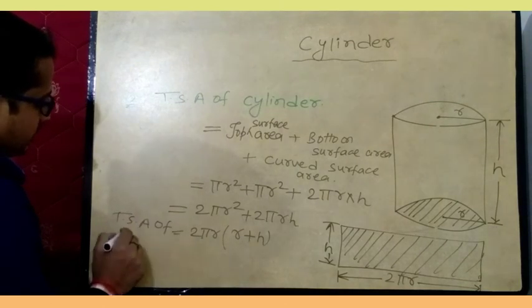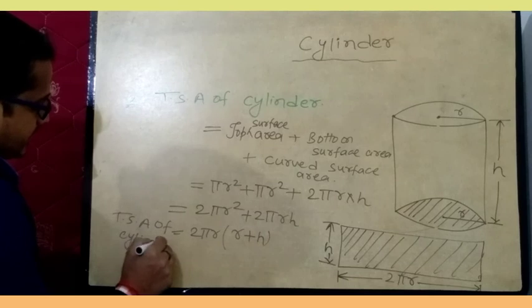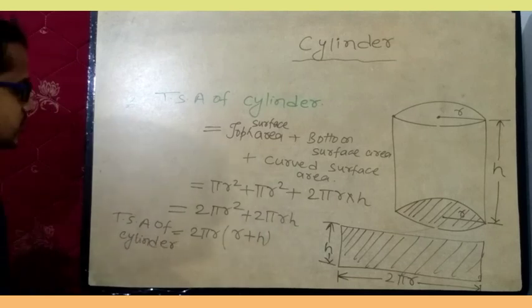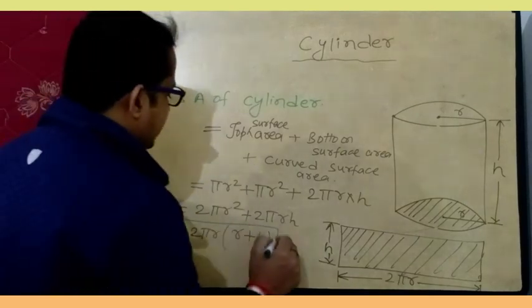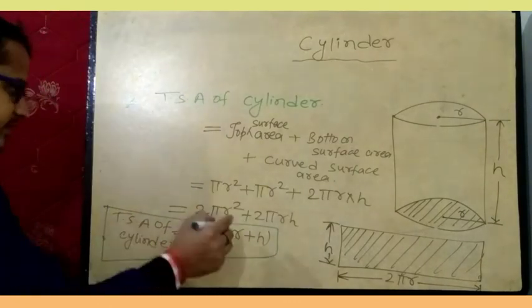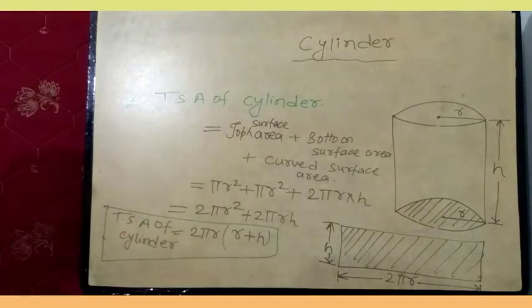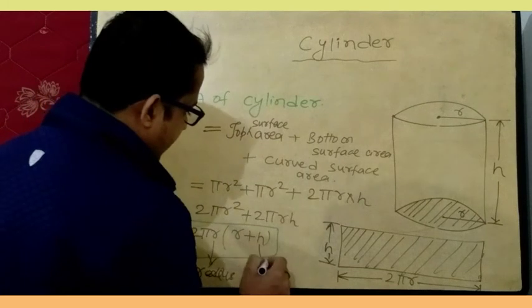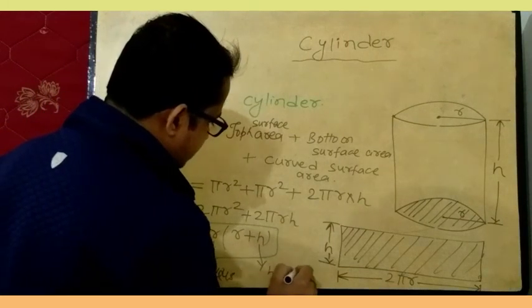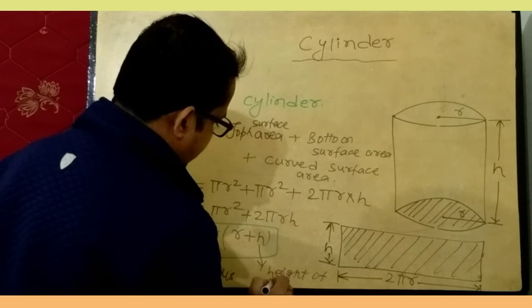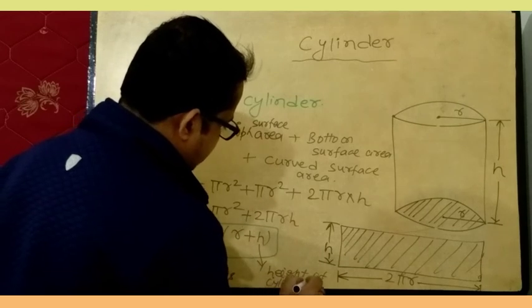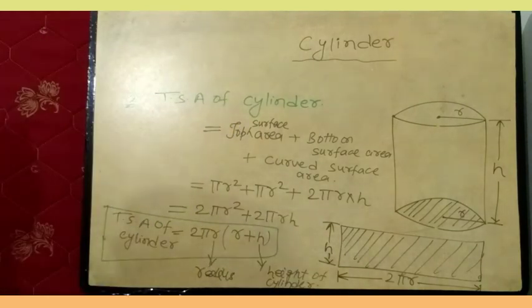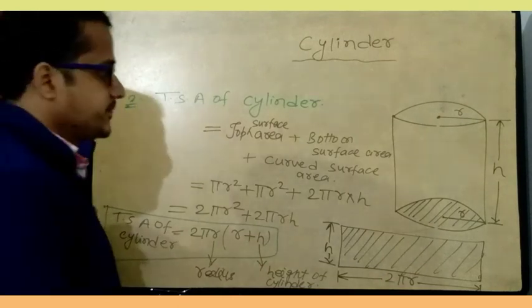So total surface area of cylinder equals 2 pi r into r add up h, where r is radius of base of cylinder and h is height of cylinder. By using this formula, you can calculate total surface area of a cylinder.